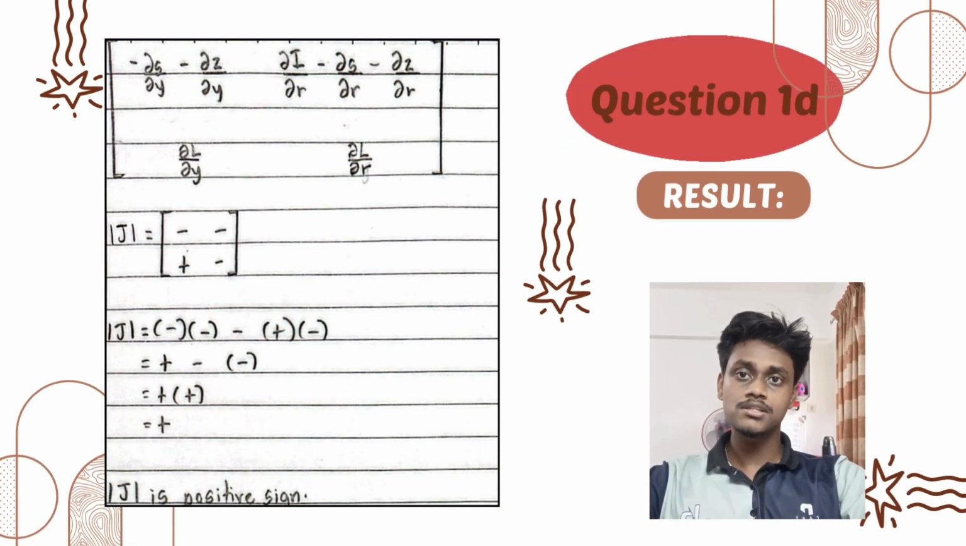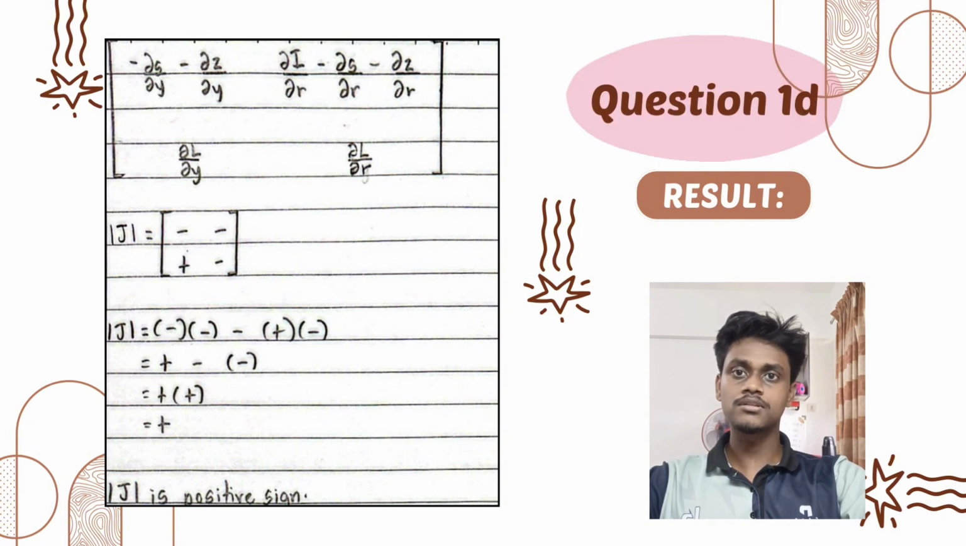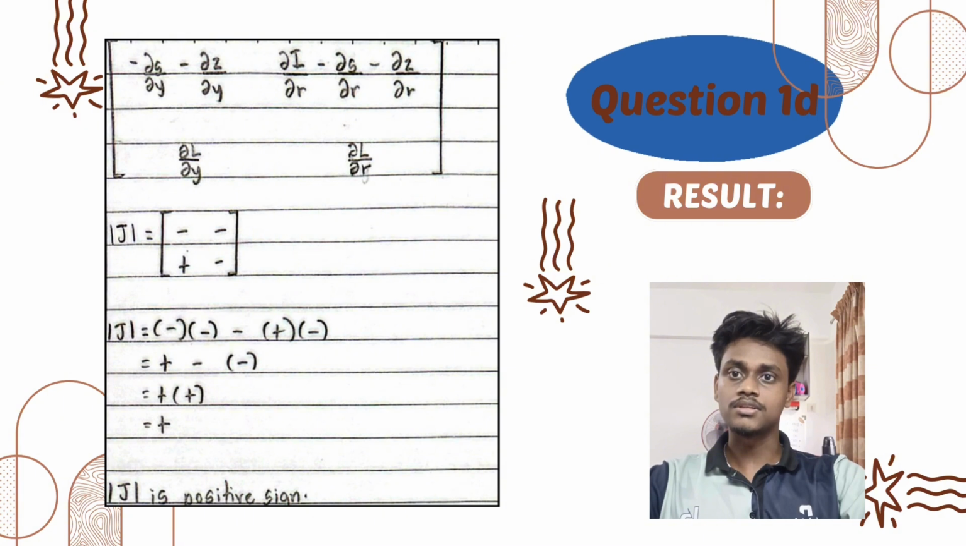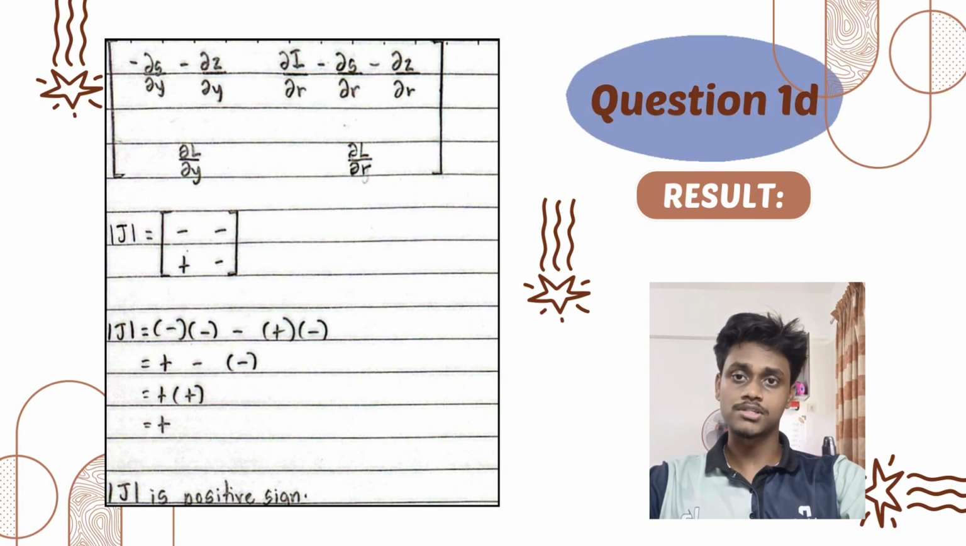Now we move to question D, that is find the determinant of any sign. We transform all the terms into the respective signs. Looking at the first row and first column in the matrix, negative dx over dy is a negative relationship, and negative dz over dy is a negative relationship too, and summing both up is also negative.